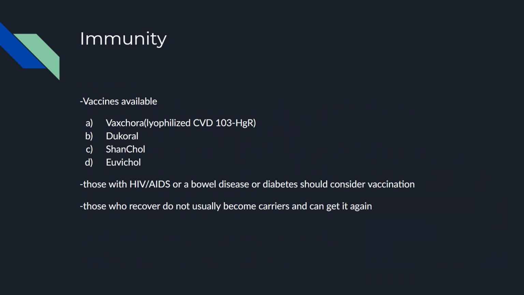There are vaccines available like Vaxchora, Dukoral, Shanchol, Euvichol. I don't know that much about it. I didn't research too much into it, but I do know Vaxchora was allegedly discontinued. People who are immunocompromised or have some sort of bowel issues or something like diabetes should consider vaccination. This is also one of those diseases where you can get it again. There's really not that much built-up immunity at all. You don't become a carrier.